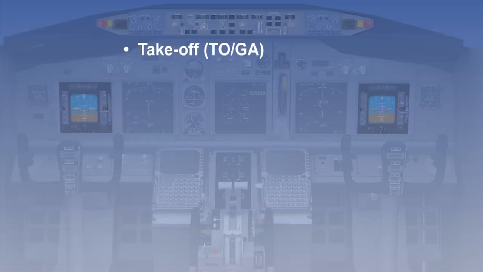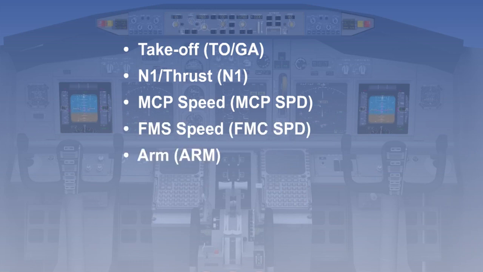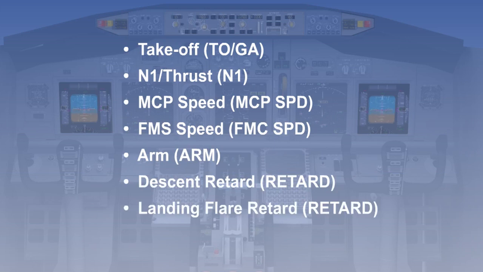During this lesson, you learned about the different autothrottle modes, including takeoff, N1 or thrust, mode control panel speed, flight management system speed, arm, descent retard, landing flare retard, and go-around.